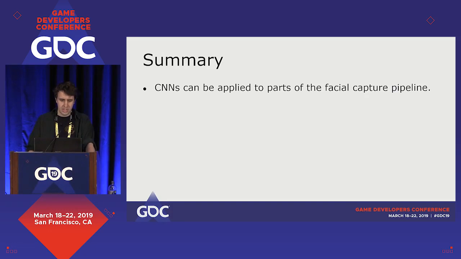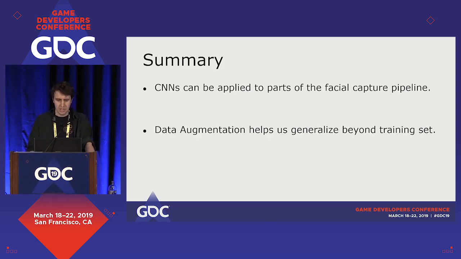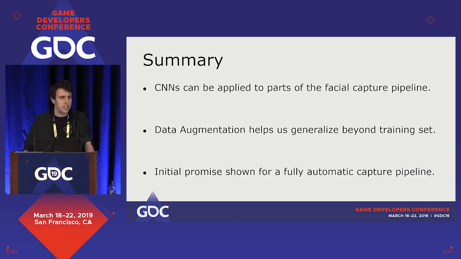So in summary, it seems like CNNs are very powerful tools to apply to the facial capture pipeline, in particular if you have video. Data augmentation certainly helps generalize beyond the training set. It doesn't completely solve the problem and allow you to use completely new actors you've never seen before. And we saw some initial promise in our experiment of automating the full pipeline directly from the video to the facial rig. So it always seems interesting to try these experiments and see how far and how deep you can push into the pipeline.